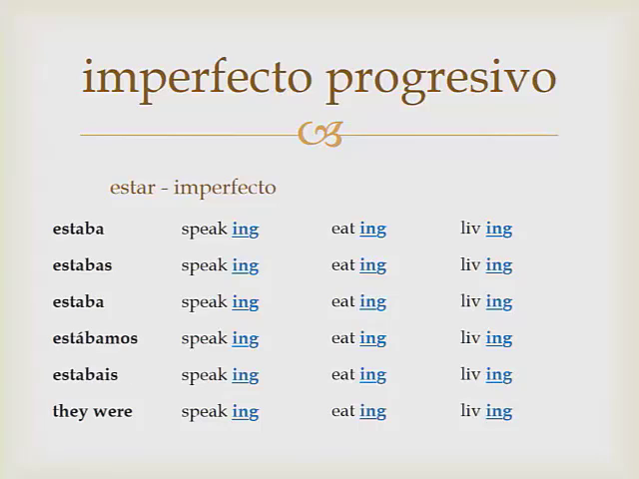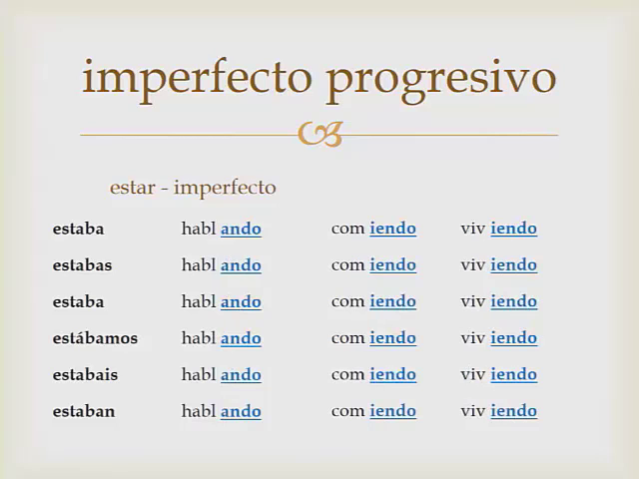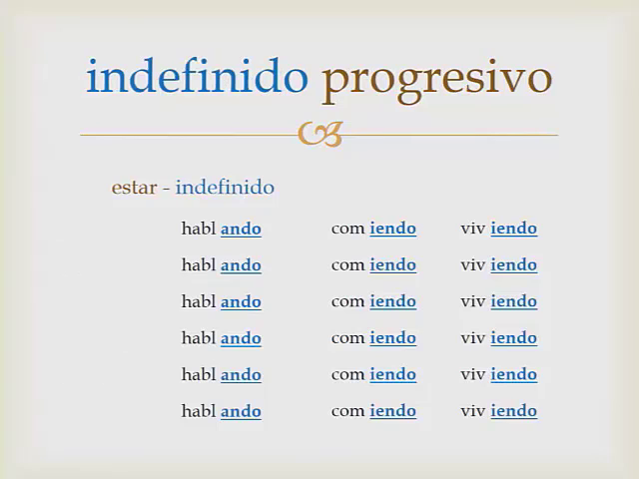estábamos, estabais, and estaban. As far as the progressive part goes, the speaking, eating, and living, that's going to stay exactly the same. Hablando, comiendo, and viviendo. The only thing you're going to change here is the way that you conjugate estar. So its present progressive is I am speaking, estoy hablando. The imperfect progressive is I was speaking, estaba hablando, and that's the imperfect progressive. Let's look now at the indefinite progressive.